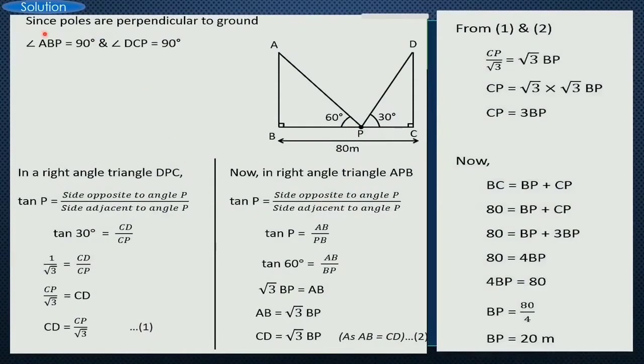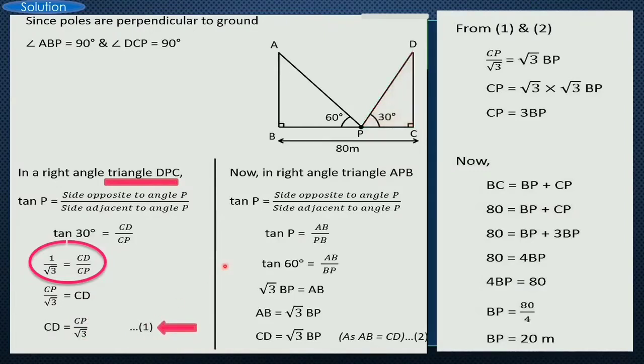Now see students how to solve it further. Since poles are perpendicular to the ground, it means angle B and angle C both are 90 degree. Now we'll consider these right triangles one by one. First of all we'll consider triangle DPC, in which tan theta is equal to opposite side divided by adjacent side, means perpendicular upon base, where theta is 30 degree. So it means tan 30 degree is equal to CD upon CP. Just substitute the value of tan 30, which is equal to 1 by root 3, which is equal to CD upon CP. After solving, we'll get the value of CD as CP upon under root 3. Give this equation number 1.